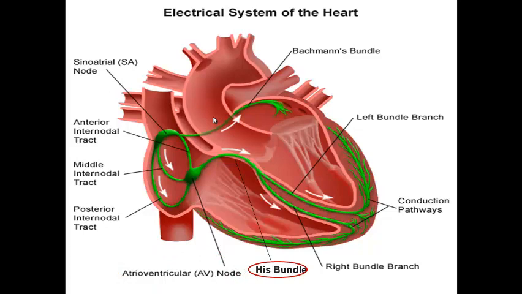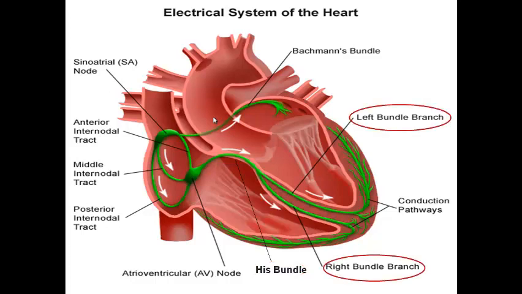The His bundle is a structure that penetrates the AV ring, and it is the only electrical connection between the atrium and ventricle because there is something called the fibrous AV ring that represents an electrical insulator between the atria and the ventricles, and the His bundle is the only electrical pathway for the impulse to transmit the electrical activity from the atrium to the ventricle in normal hearts.